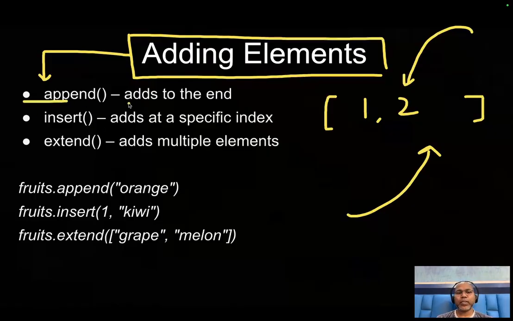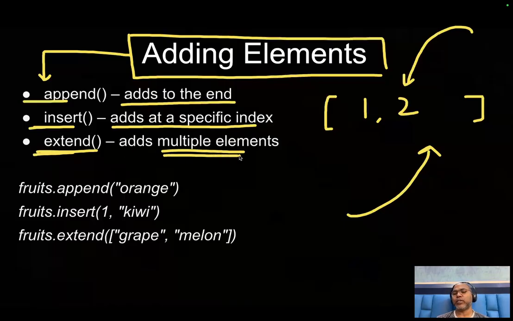Append is the one that adds at the end. Second, insert. Insert adds at a specific index, which means you say I am going to add at the first position, second position, third position. You can specify the index. The third one, extend. Extend means adding multiple elements, not a single element. There are three methods available on the list where you can add elements.